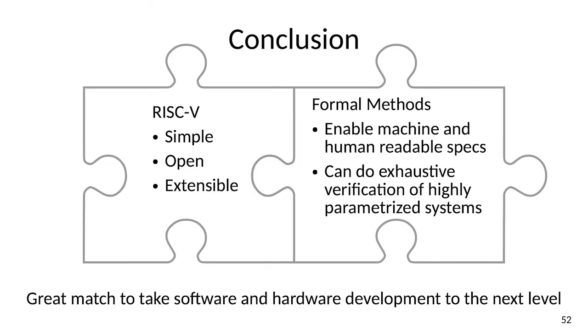So to conclude, I just want to say that RISC-V is simple, nice, open, and extensible, and that this is a great match with formal methods, about which I want to point out two things. They enable interface specifications, which are both human-readable and machine-readable, and they can do exhaustive verification of highly parameterized systems. And together, these two form a great match to take software and hardware development to the next level.